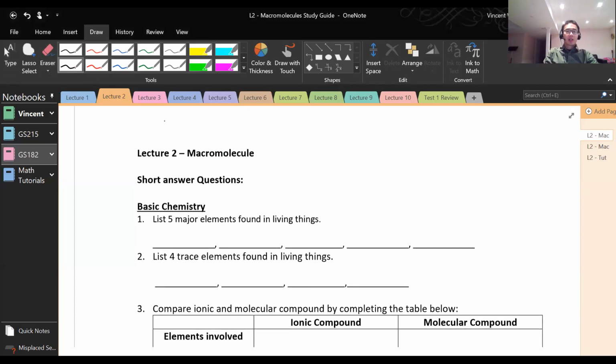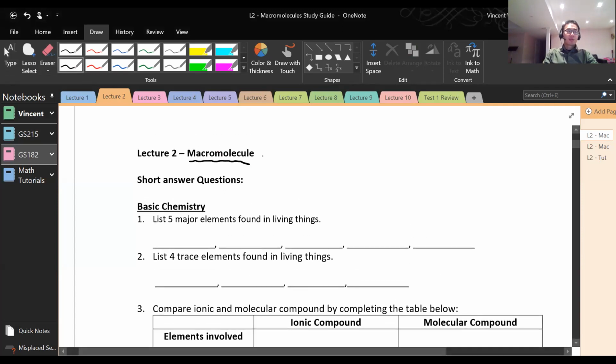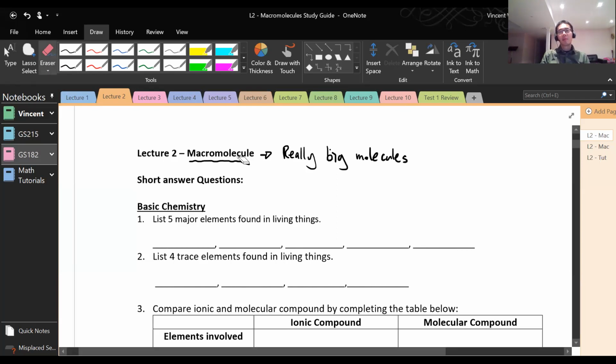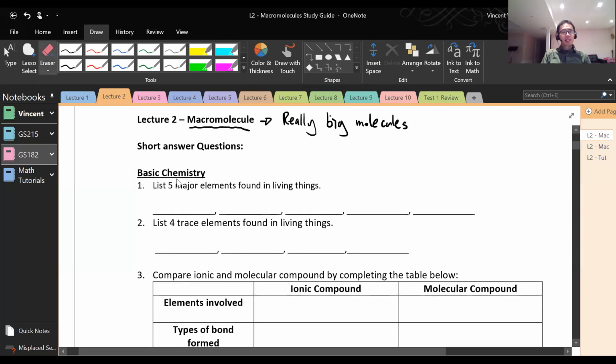Macromolecules. What are macromolecules? Well, the word macro means really big, right? So these are just basically really big molecules. If you think of something like water, water is H2O. It has 3 atoms, so that's quite small. When we're talking about macromolecules, we are talking about thousands and thousands of atoms. So much bigger. So let's start with some basic chemistry.